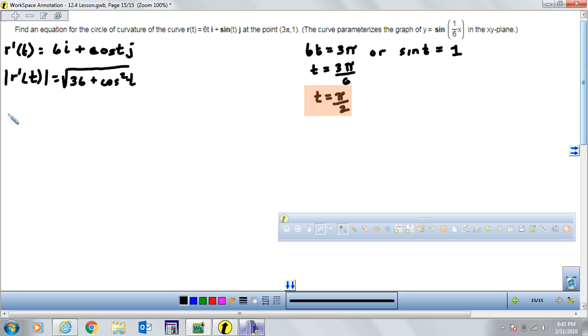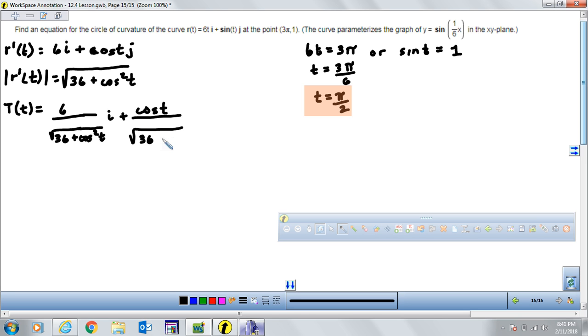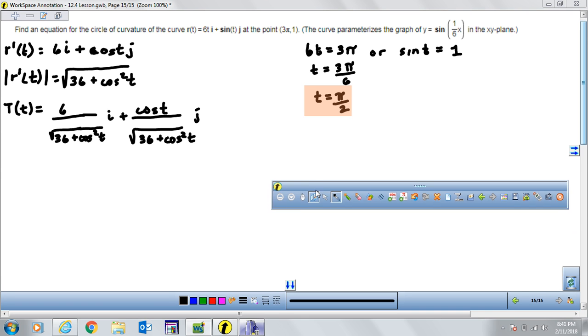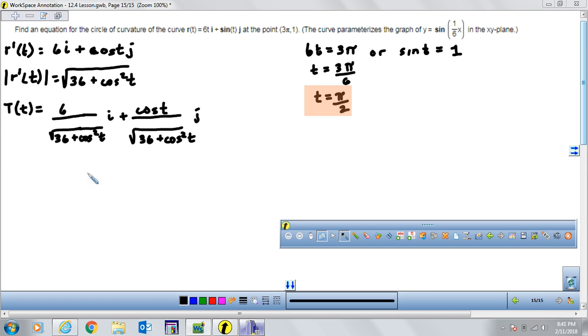And that's the magnitude. So then the unit tangent vector, we need to divide the derivative of the position by its magnitude. So it would be 6 over the square root of 36 plus cosine squared of t, i, plus cosine of t over the square root of 36 plus cosine squared of t, and that is my j component. But this is not it. This is just the unit tangent vector. We need to get the normal vector.